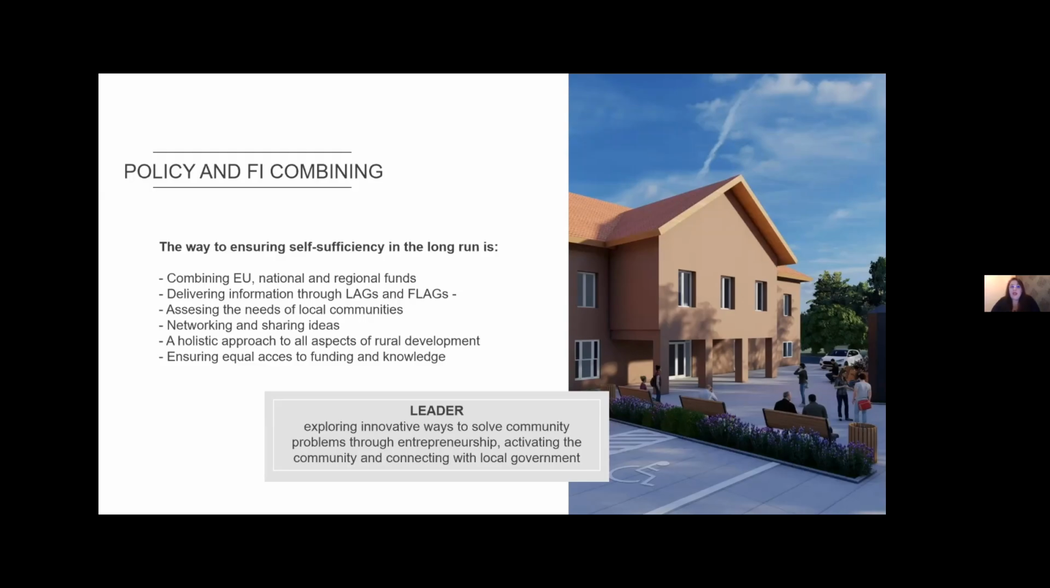in that way. We are delivering a lot of information to local communities, especially the distant ones, the remote ones, through LAGs and FLAGs. But we have to assess better the needs of local communities and, as I said earlier, boost the culture of sharing information and ensuring that everybody could have equal access to funding and knowledge. So LEADER is really a good tool to do that.